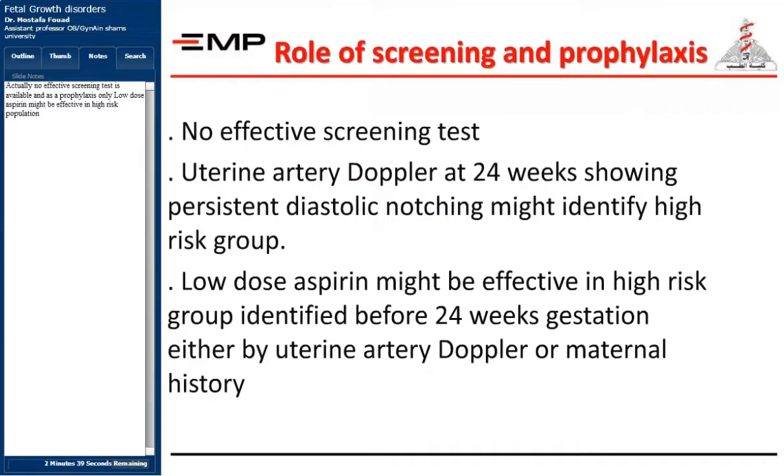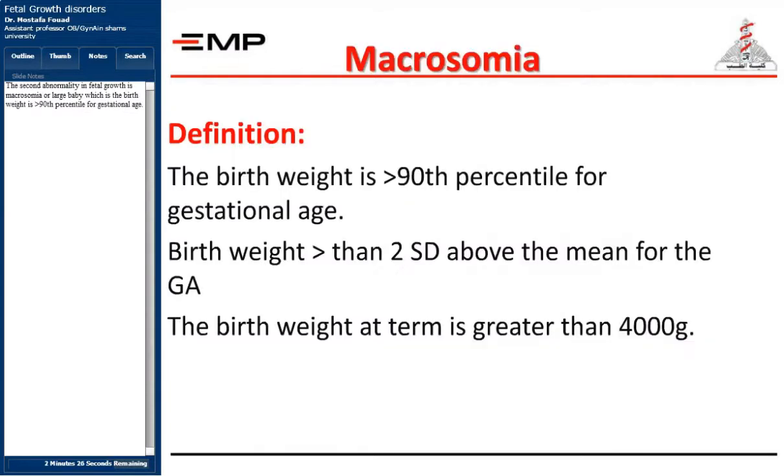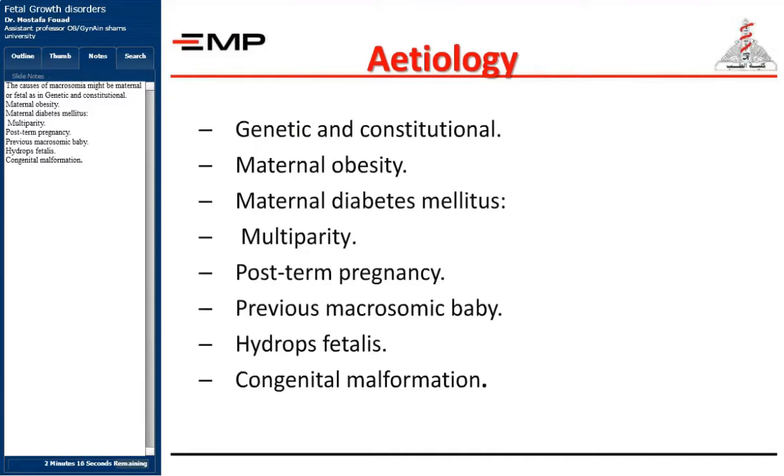Actually, no effective screening test is available, and as prophylaxis only low-dose aspirin might be effective in the high-risk population. Notching in uterine artery Doppler might help in identifying high-risk cases. The second abnormality in fetal growth is macrosomia or large baby, which is a birth weight above the 90th percentile for gestational age. The causes of macrosomia might be maternal or fetal, as in genetic and constitutional.